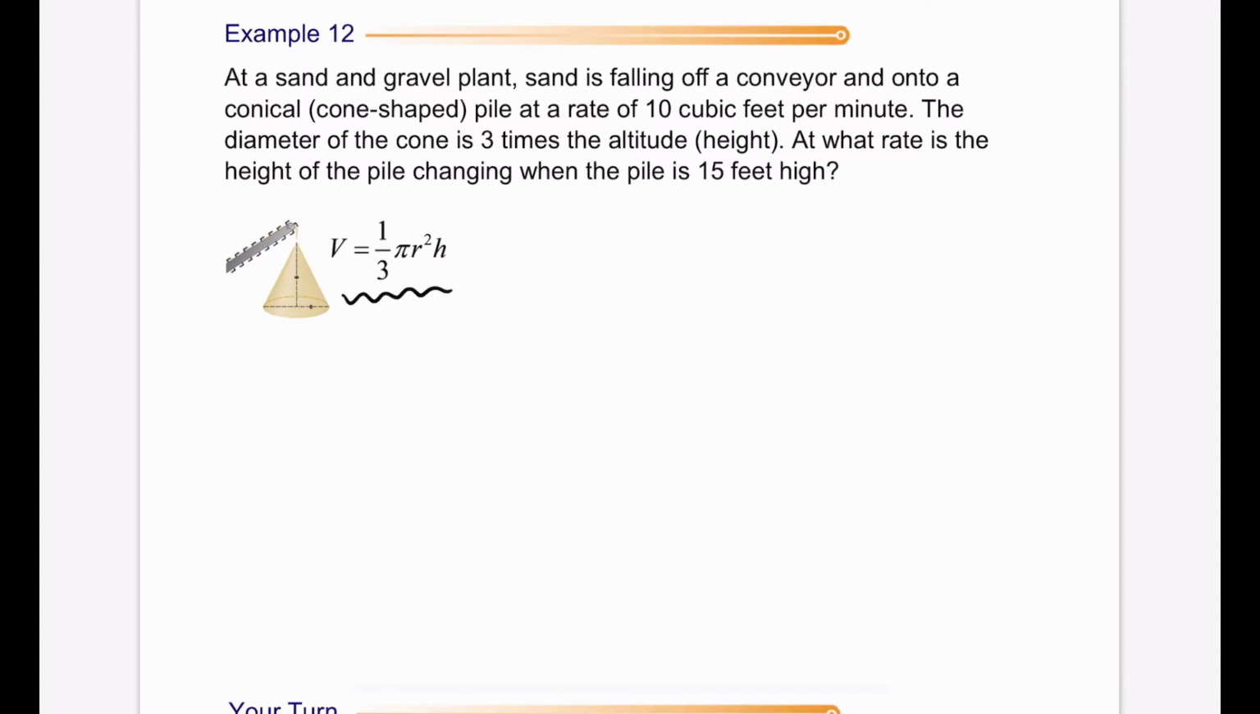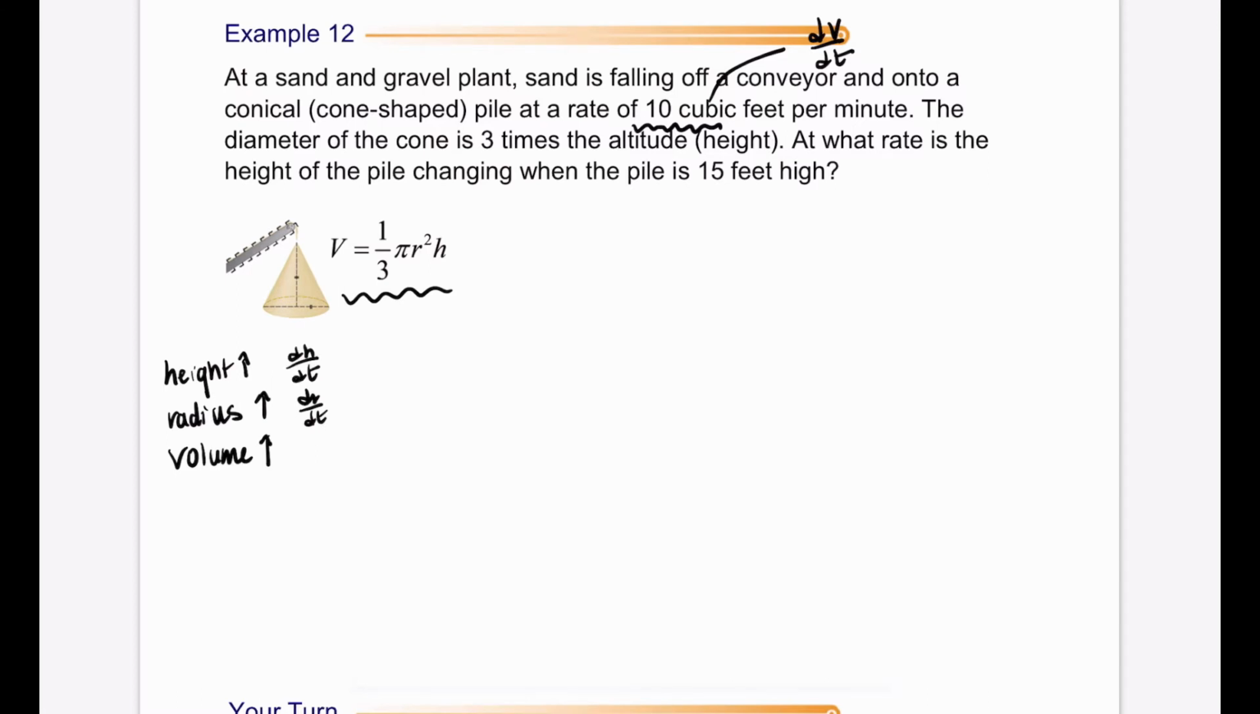So my pile is getting bigger, so my height is increasing. So that also means my radius is increasing and my volume is increasing. So all of my derivatives are going to be positive. I know right now that the rate is 10 cubic feet per minute. That's going to be your dV over dt value. So then I have to look for my dr over dt and dh over dt.